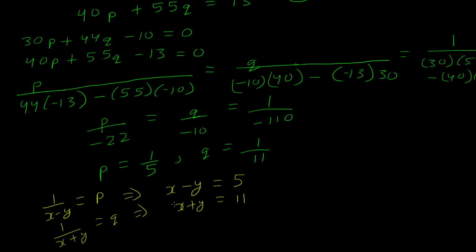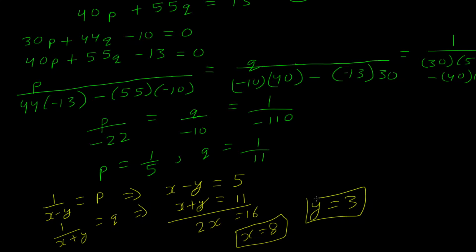Okay, so we have again a pair of linear equations for x and y. So in order to find it, we simply add it. Adding it gives us 2x, and this gets cancelled out, is equal to 16. So x is equal to 8. And substituting 8 back here, we get y as 3.